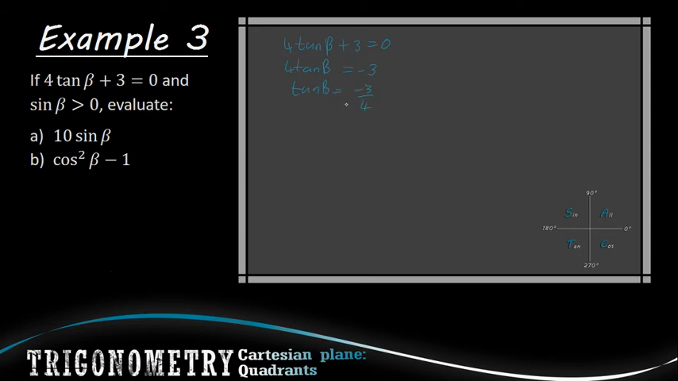Right, so my tan is negative. That means negative in this quadrant and this quadrant. And here we're given that sine beta is greater than 0. So where is sine positive? Sine is positive over here and here. So once again, we are in the second quadrant. So we draw our triangle there.